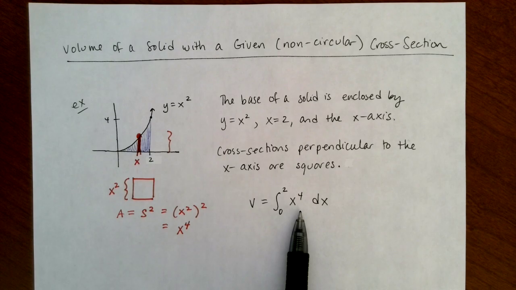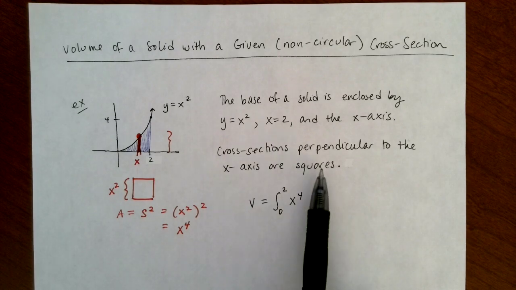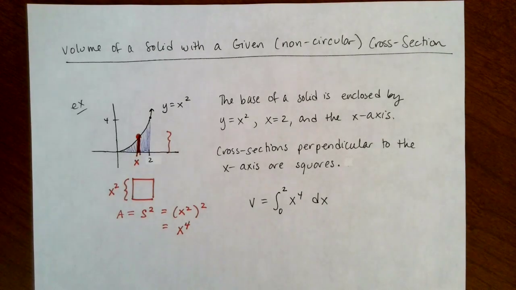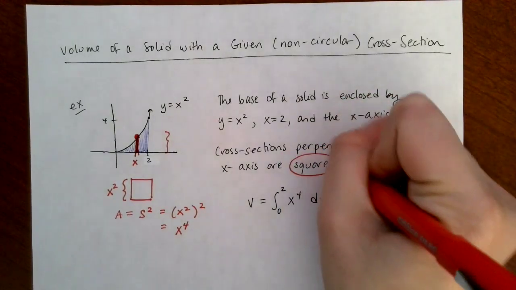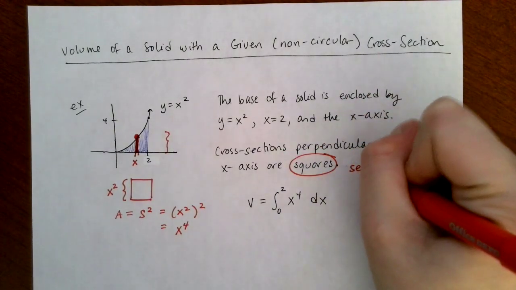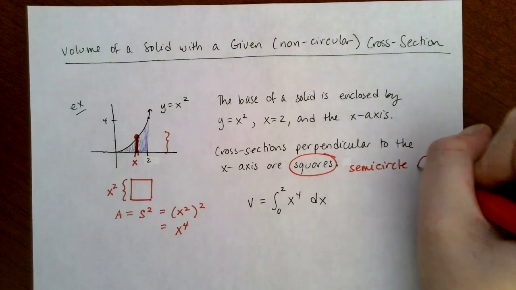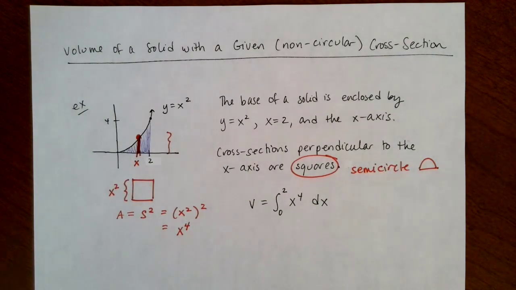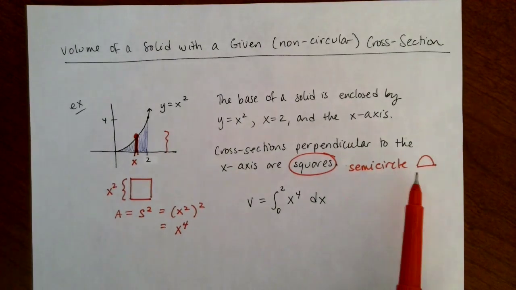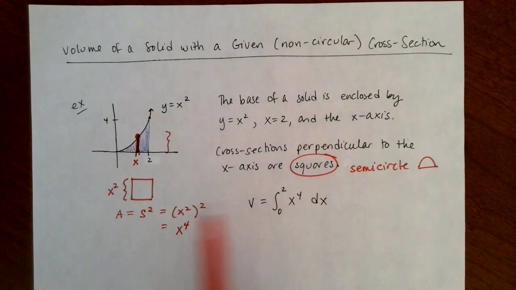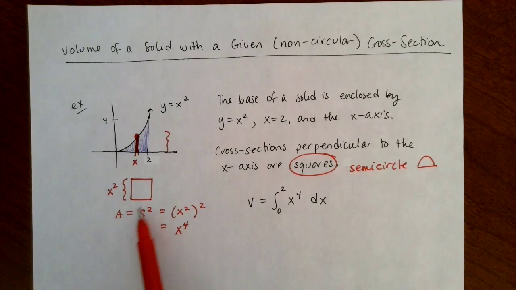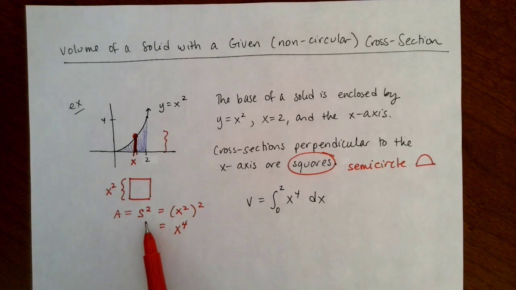It is also possible that instead of squares, they give you a different shape. Squares are by far the most common option you see. The other one you might see is a semicircle, like the top half of a circle. In that case, you attack it the same way. It's just you're not using the formula for the area of a square. You would switch to the area of a semicircle instead.